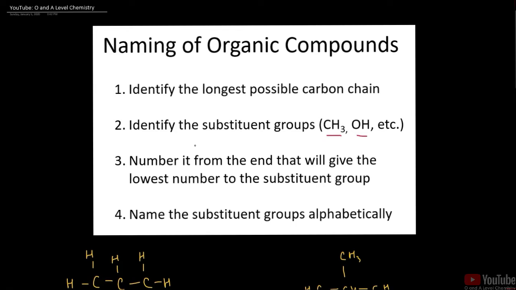And then the third rule is we will always have to number the chain from the end that will give the lowest number to the substituent group. So if we look at some examples, we'll see what I mean by that.